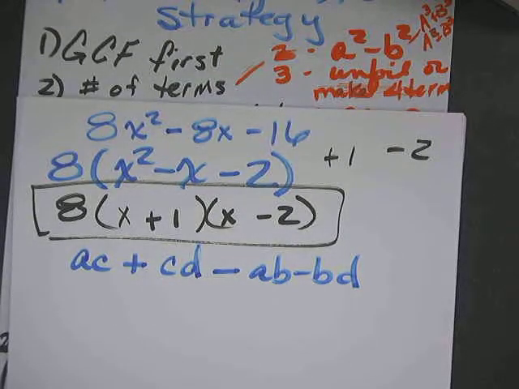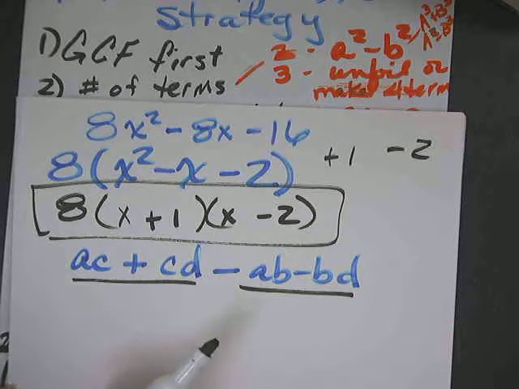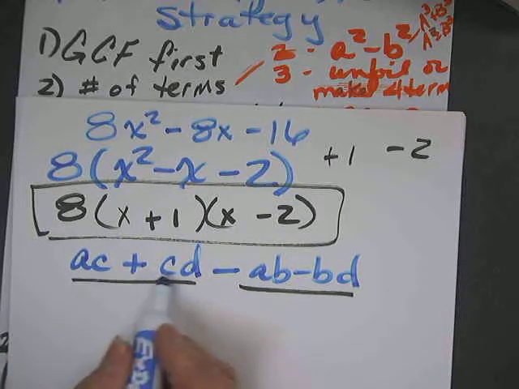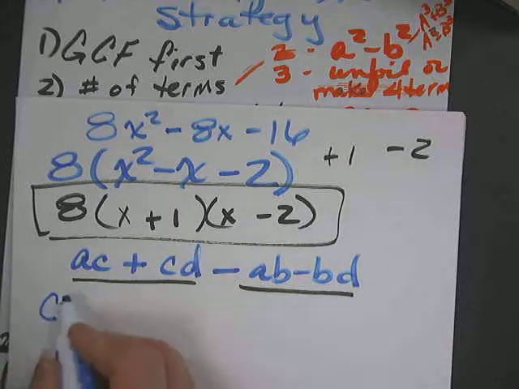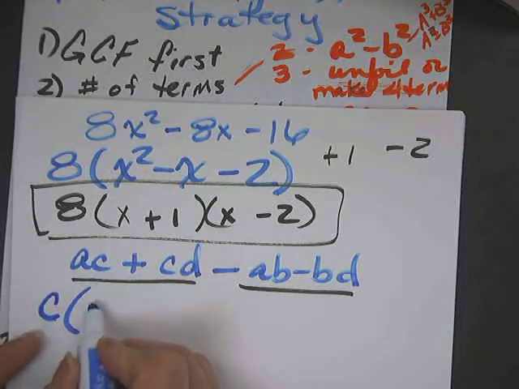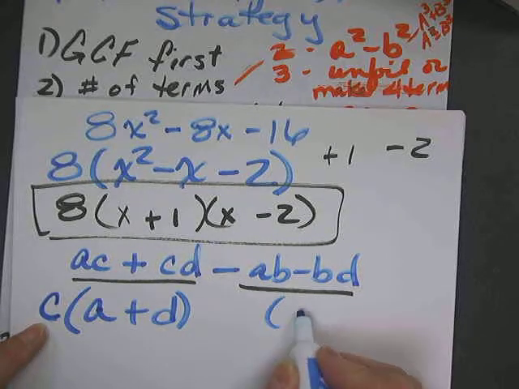Okay, let's do some four-termed. AC plus AD, no, CD, minus AB minus BD. What do you do with it? What's the word? Group it. Everybody say group. I didn't hear you. Play a good game. Okay.